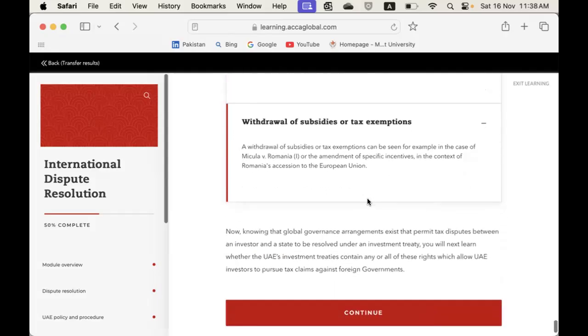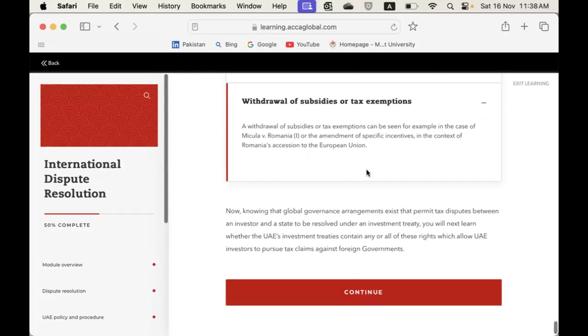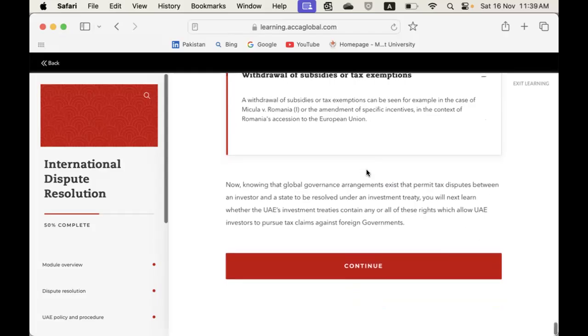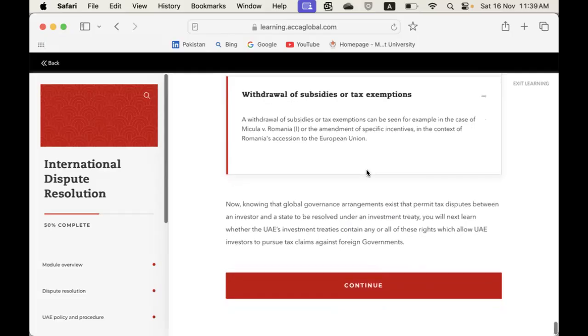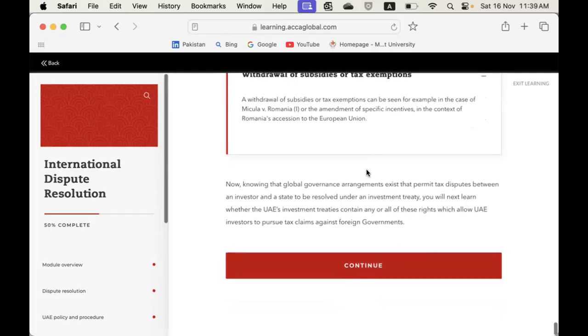Withdrawal of subsidies or tax exemptions. A withdrawal of subsidies or tax exemptions can be seen, for example, in the case of Micula versus Romania, or the amendment of specific incentives in the context of Romania's accession to the European Union. So, if you remove subsidies, naturally the investment is impaired. So that's a classic scenario whereby an investor may claim a dispute with the state.